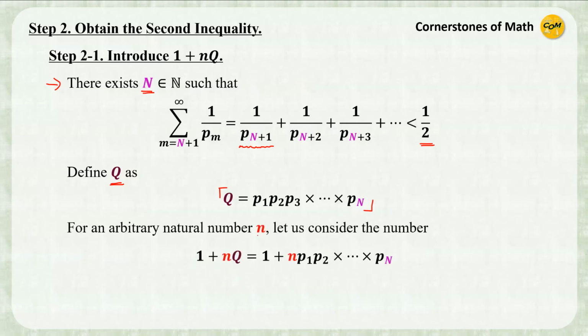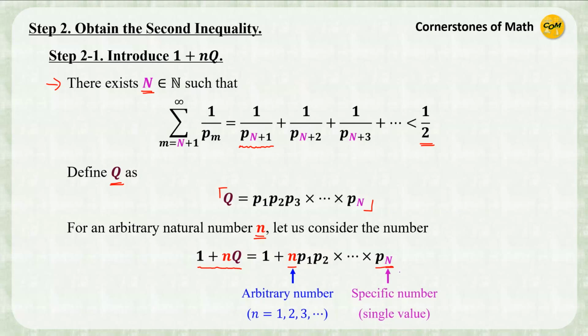Then, for any natural number small n, which we have already used in the previous step, we can think about the number 1 plus nq, which is equal to 1 plus n times p1 times p2 times so on times p capital N. Let me emphasize again in order to avoid confusion. Capital N is the specific number satisfying the specific condition, which has a single value. Small n refers to an arbitrary number, and we are going to consider the case where small n can have all of these values.